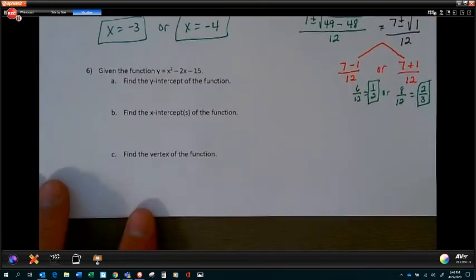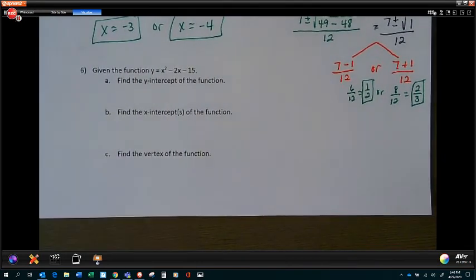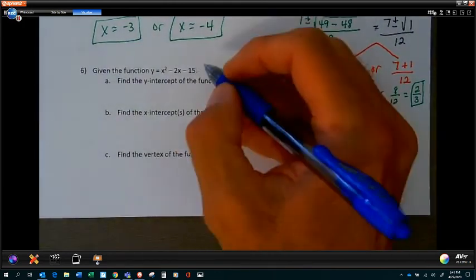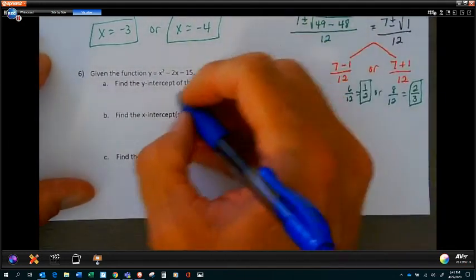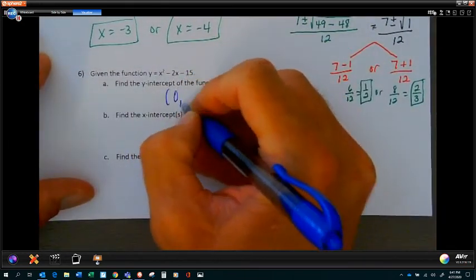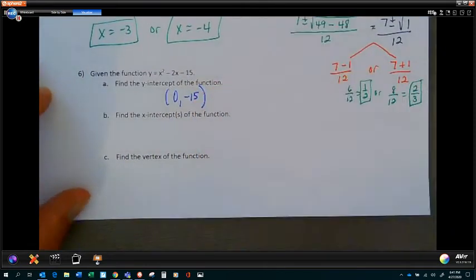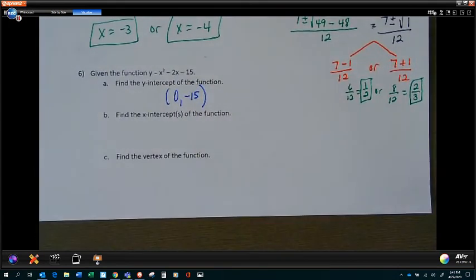Okay, given the function y equals x squared minus 2x minus 15, find the y-intercept of the function, find the x-intercept of the function, and find the vertex. Again, the y-intercept is going to be this number right here. It's going to be the c value. So we already know the y-intercept is (0, -15). When it's in standard form, the c value right here is going to be the y-intercept.